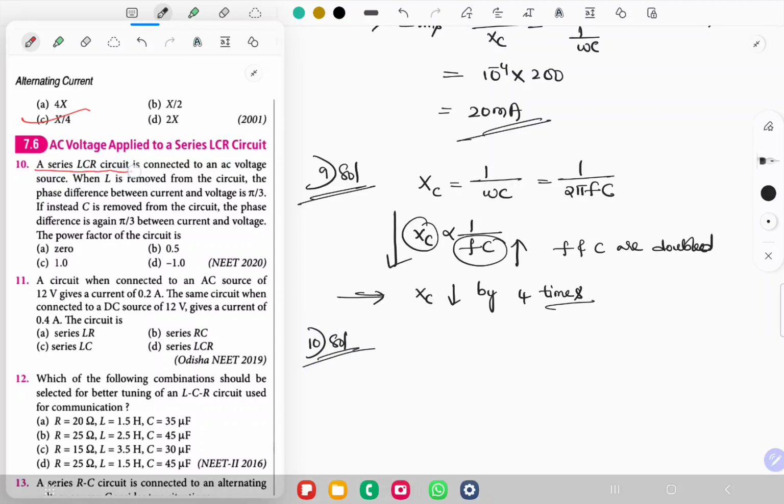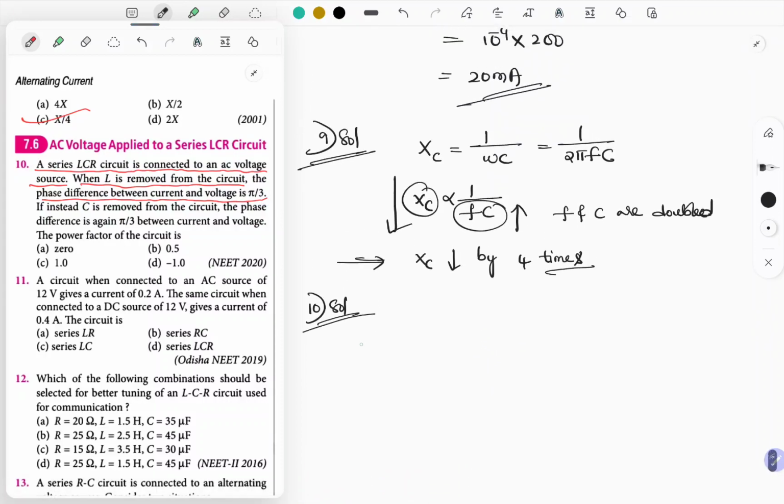A series RLC circuit is connected to an AC voltage source. When L is removed from the circuit, the phase difference between current and voltage is pi by 3. So if L is removed, I am now left with only a resistor and a capacitor.